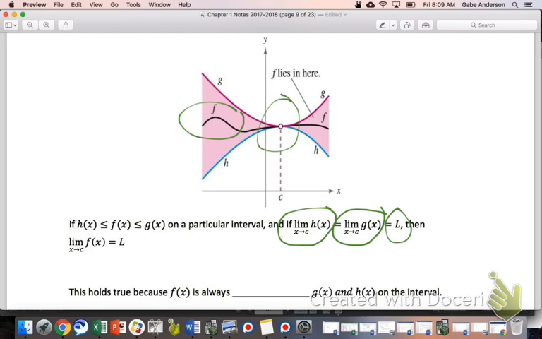Assuming I'm fast enough. If it's one of you guys, you could probably outrun the angle, right? But you get the idea. You're trying to squeeze someone into a sideline. Those two functions are squeezing that middle function down to a particular point. This, of course, holds true because f of x is always between g and h, so it's getting sandwiched between them on whatever interval that happens to be. So I think we have the one example to talk about with this, so let's check that out.